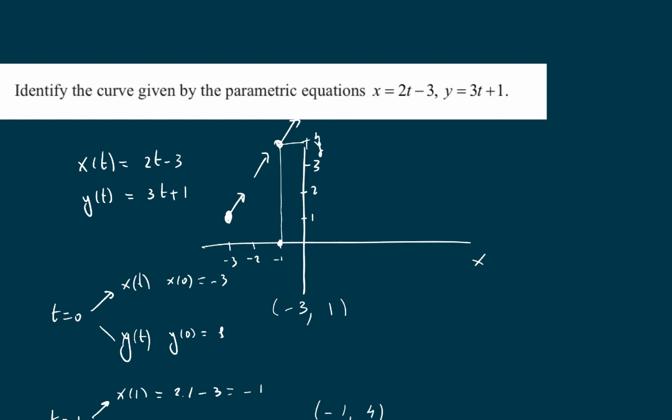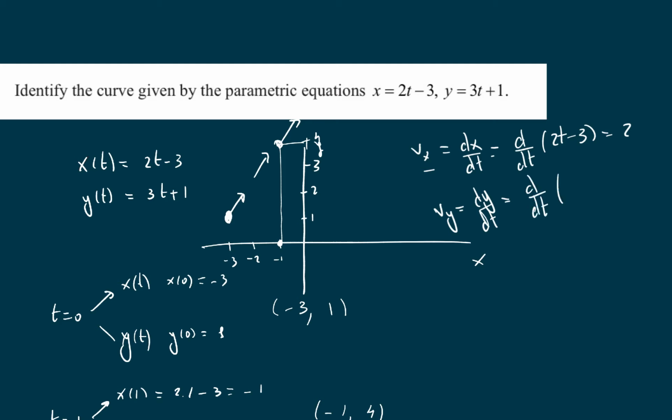It will go moving in a rectilinear line. What is the velocity here? The component Vx of the velocity is the derivative of x with respect to t. Because x of t is 2t minus 3, the derivative with respect to t is 2. So the x component of the velocity is 2, while the y component of the velocity is the derivative of y with respect to t, which is the derivative with respect to t of 3t plus 1, which is 3.